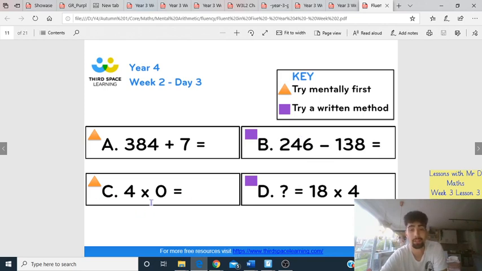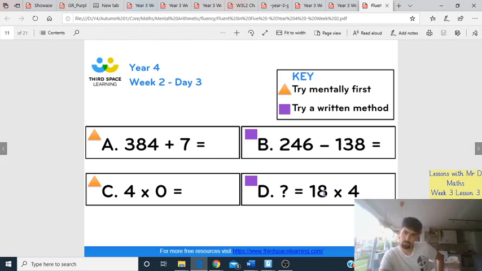When you times by nothing, if I've got nothing and I've got 4 lots of nothing, that's all that's saying. 4 times nothing, 4 lots of nothing. 1 nothing here, 1 nothing there, 1 nothing there, 1 nothing here. I'll have no nothings.